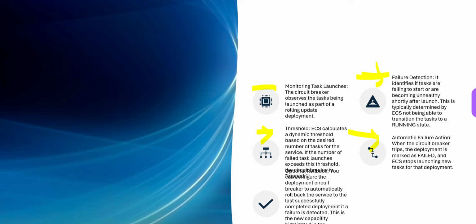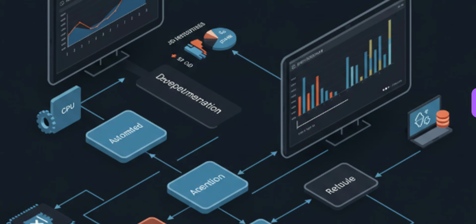Okay, you have detected certain things. Now you have to act. What are you going to do about it? So when the circuit breaker trips, just like there is a tripper in your house, if there is a short circuit, it trips. Similarly here, the circuit breaker trips, the deployment is marked as failed, and ECS stops launching the new task for that deployment. Okay, so what we are discussing is ECS deployment and rollback.